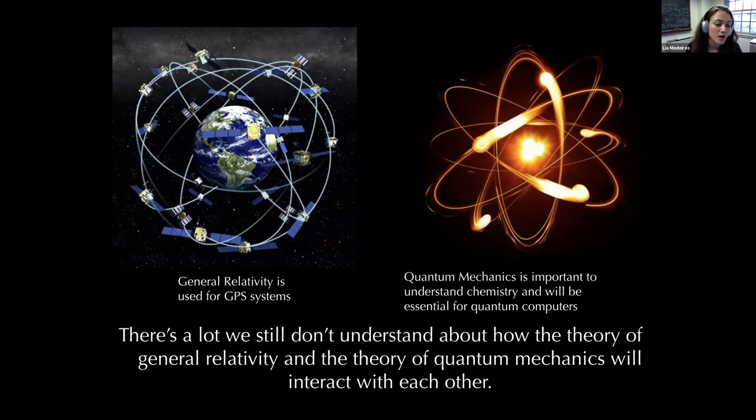As an example, the theory of general relativity is currently used for the GPS system. We would not be able to use GPS if we did not have a good understanding of the theory of general relativity. And as an example, quantum mechanics is very important for us to understand the details of chemistry and will also be essential for quantum computers that are currently under development.